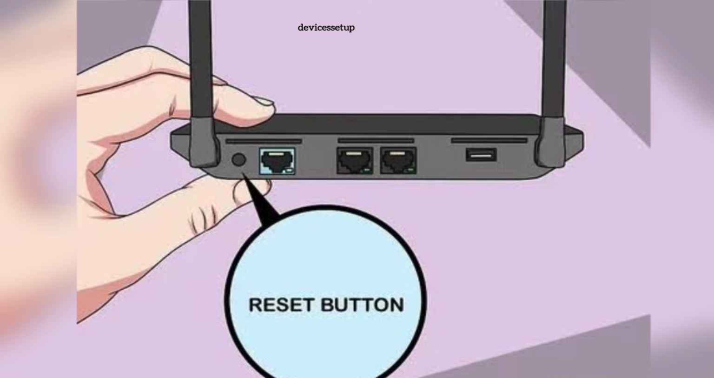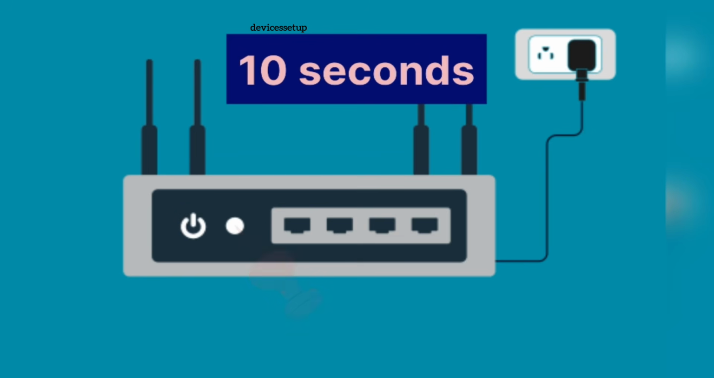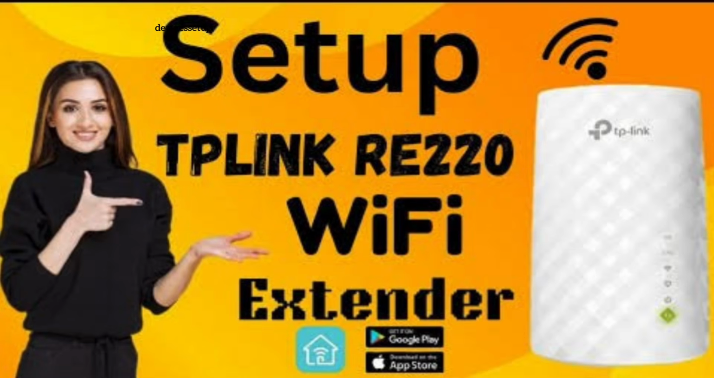To reset the router, put a paper clip inside the reset hole for around 10 seconds while the router is plugged into the wall. After 10 seconds, release the pin and let the router reboot. Next, you will have to set up the router again from scratch. You can watch videos on our channel on how to do it.